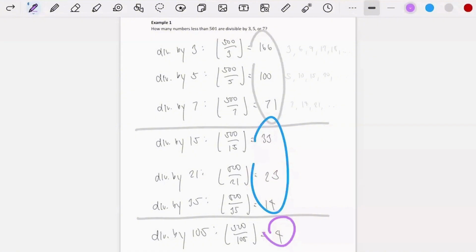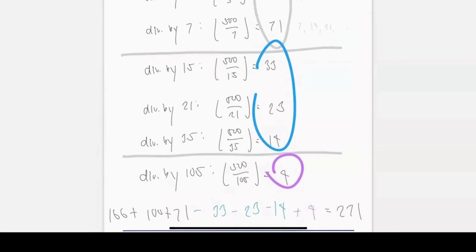If you use a Venn diagram, it will take way too long if it's in a test. Oh yeah, of course. But the strategy is the same. Add, subtract, and add again. So this is the multiple of 3 and 5. I mean the LCM of 3 and 5, the LCM of 3 and 7, and the LCM of 5 and 7. This is the LCM of all of them.